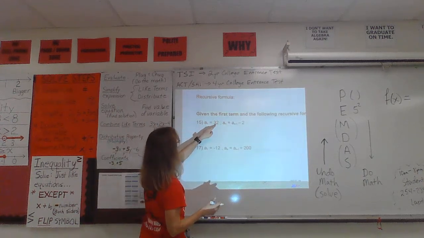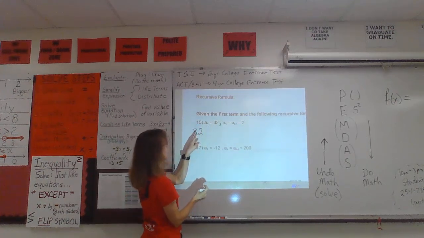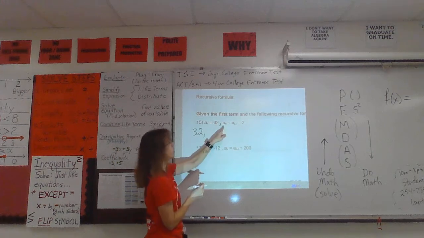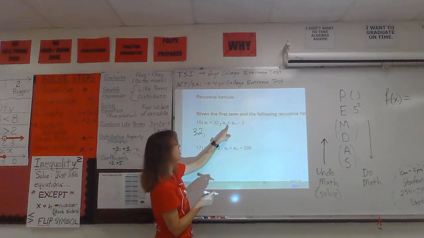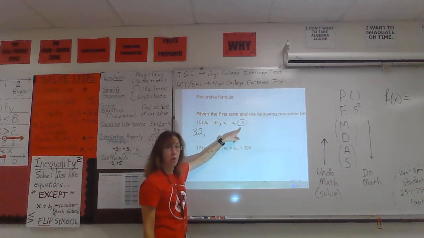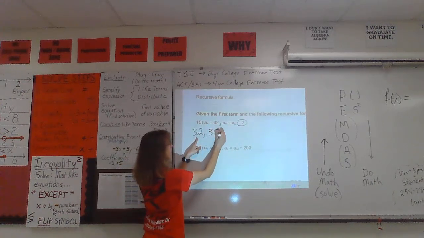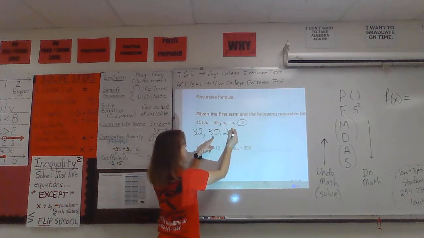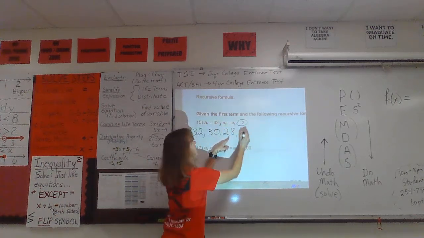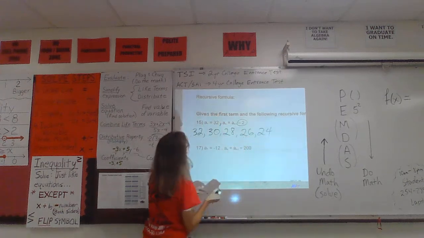What's the first term? 32. Right? So A sub 1 is 32, that's my first number. Here's the recursive formula. When you look at that, the only thing that's numbers in here is the minus 2. That is your pattern. You're subtracting 2. That's why they gave it to you. They're telling you the pattern is subtract 2. So, to get to the next number, I subtract 2. 32 minus 2, 30. 30 minus 2, 28. 28 minus 2, 26. 26 minus 2, 24.